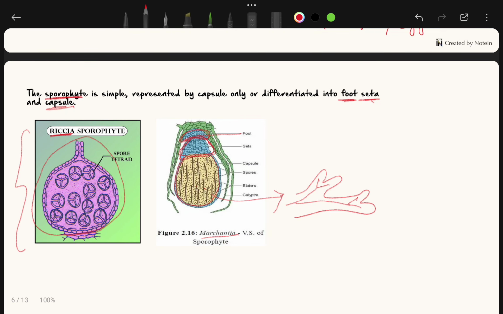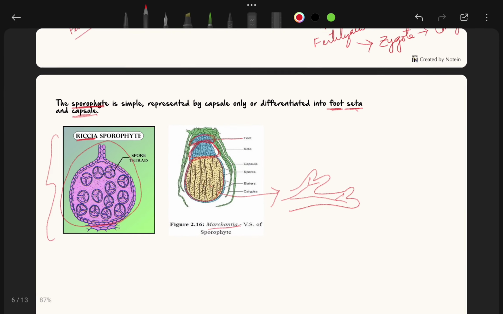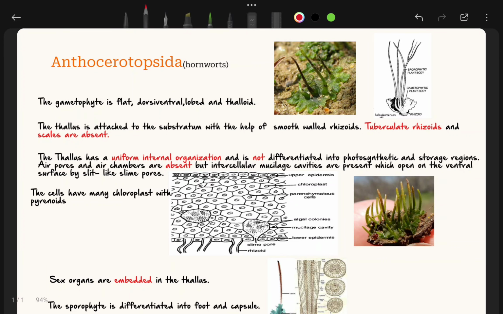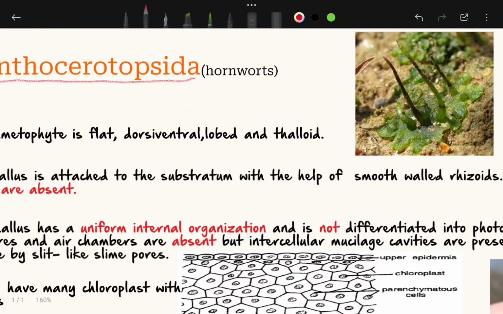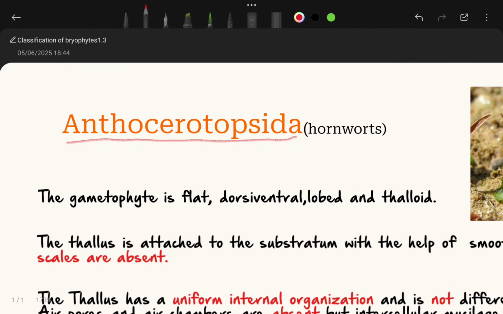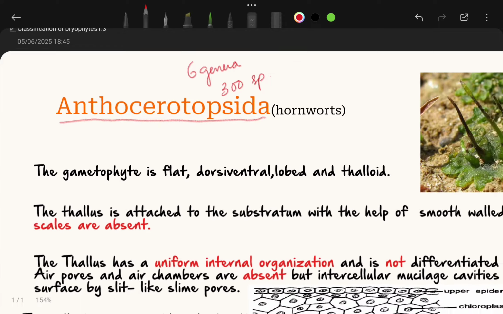Alright, so that's all about Hepaticopsida. Okay, the next class is represented by Anthocerotopsida. The class Anthocerotopsida is represented by a small group of 6 genera, and it has around 300 species. They are widely distributed in both tropical as well as temperate regions.